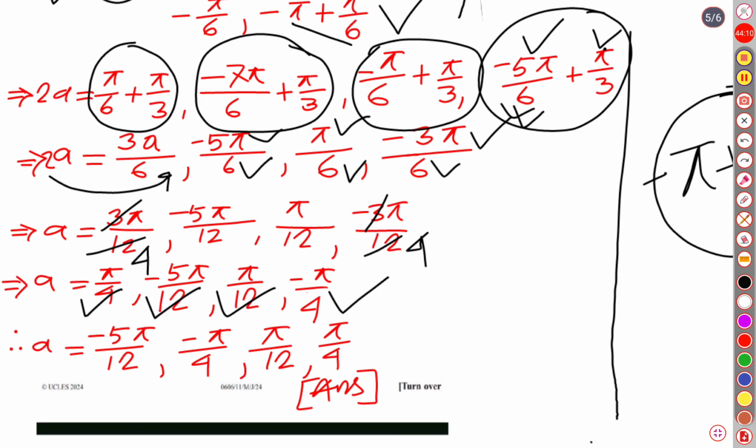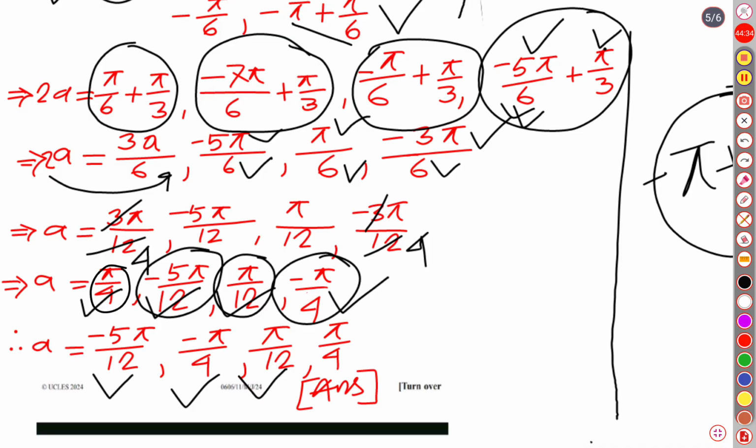Now, up to this, it is sufficient for you to write as the answer. But it looks good mathematically if we write in order. So the lowest value is this one, the smallest of all values. We have written first the negative value, the smallest one. Then the second smallest is this one. Then the third one is pi over 12. Then the greatest of all values is pi over 4. So that's how we will have to solve this.